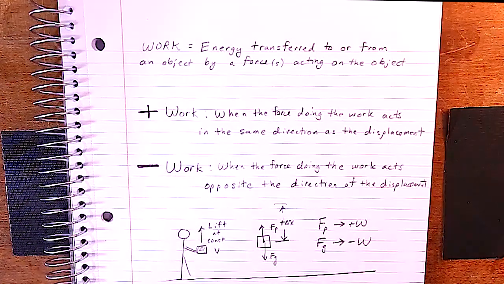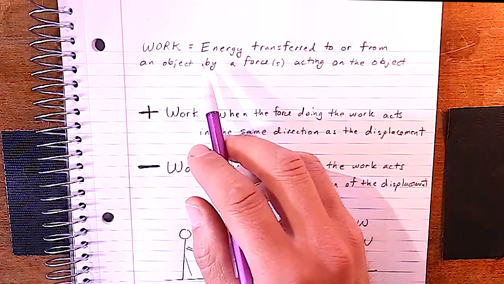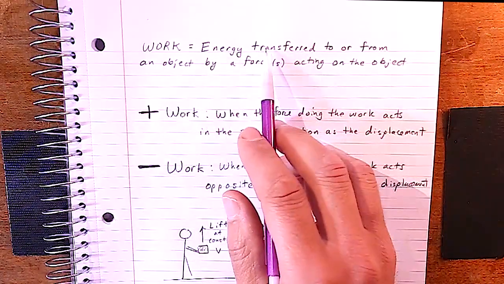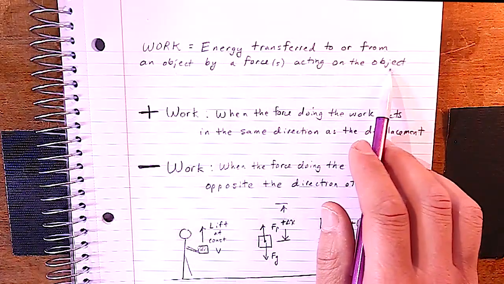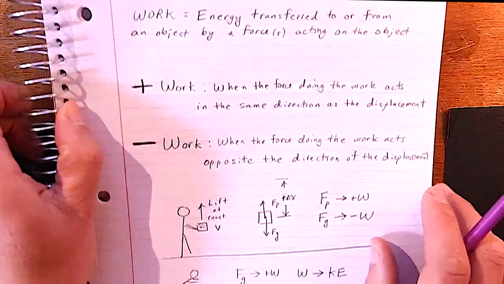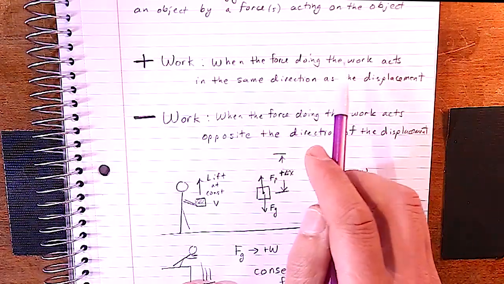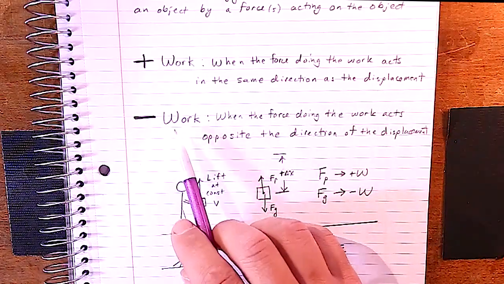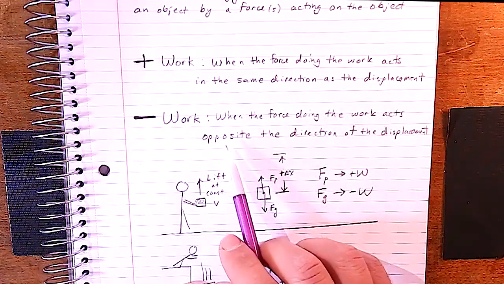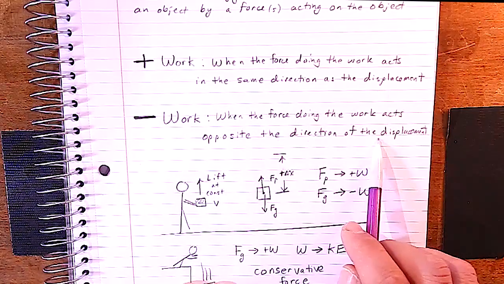So we're going to talk about work when the force is not constant. But before we do, let's just quickly review what positive and negative work is. So we know that work is when you transfer energy to or from an object by a force that's acting on the object. And we know that positive work occurs when the force that does the work is in the same direction as the displacement. And negative work is when the force doing the work acts opposite the direction of the displacement.